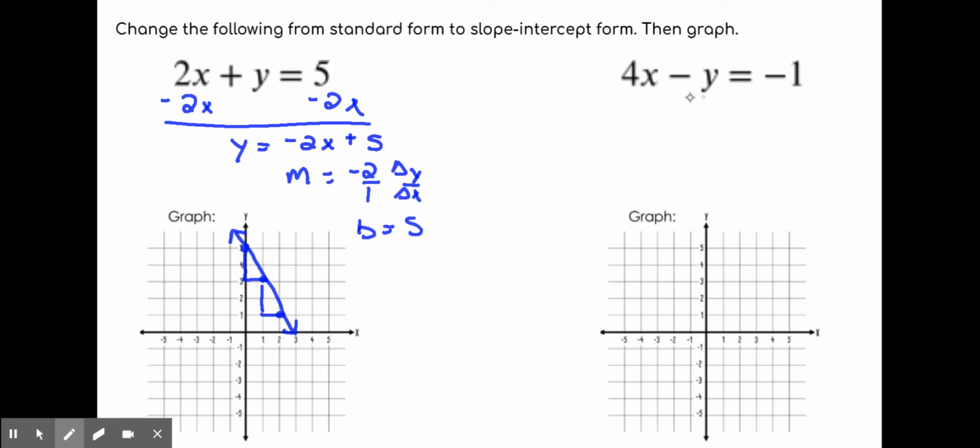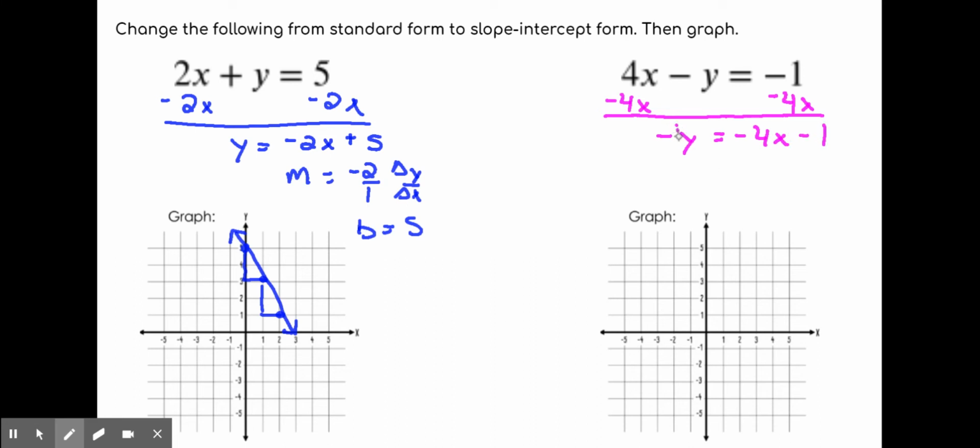Okay, I'm trying to isolate y, so I need to move this 4x. It's a positive 4x. I'm going to subtract 4x from both sides. I'm going to bring down a minus y. Don't lose that negative sign. I'm going to write my negative 4x term first and then the minus 1.